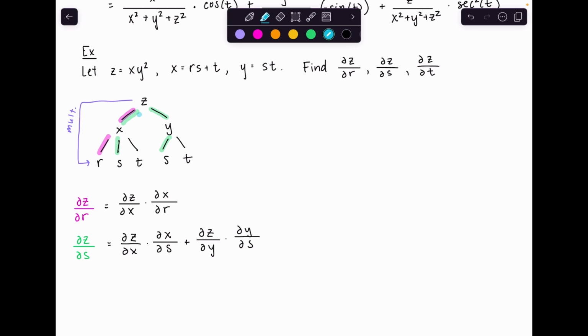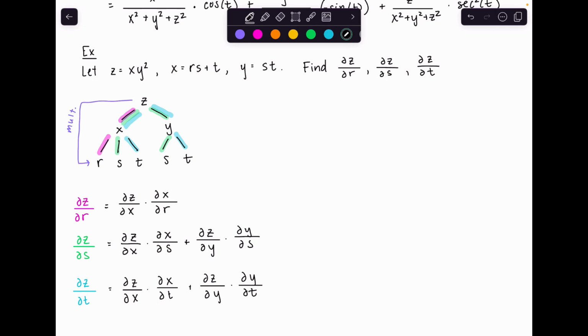And then finally, to get to t, I really have the same kind of way. I go through x or I go through y. So the partial of z with respect to t is pretty much the same as above, but replacing s by t. So we go through x, and then we get to t. Go through y, and then we get to t.